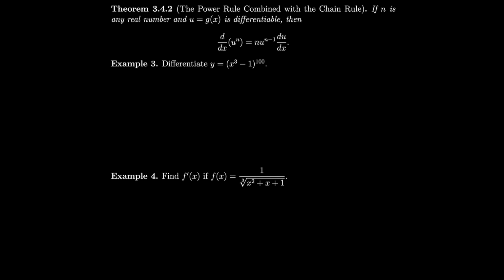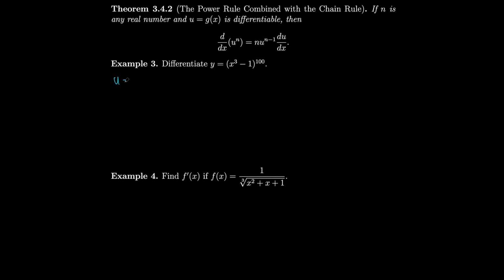So this brings us to our next theorem, the power rule combined with the chain rule. If we have n as any real number and u equals g of x is differentiable, then the derivative of a power function u to the n will be n times u to the n minus 1, just like our power rule was, except that we also have to multiply by the derivative of u. So this would be the same thing as if u is g of x, we have derivative of g of x to the n, be n times g of x to the n minus 1 times g prime of x.